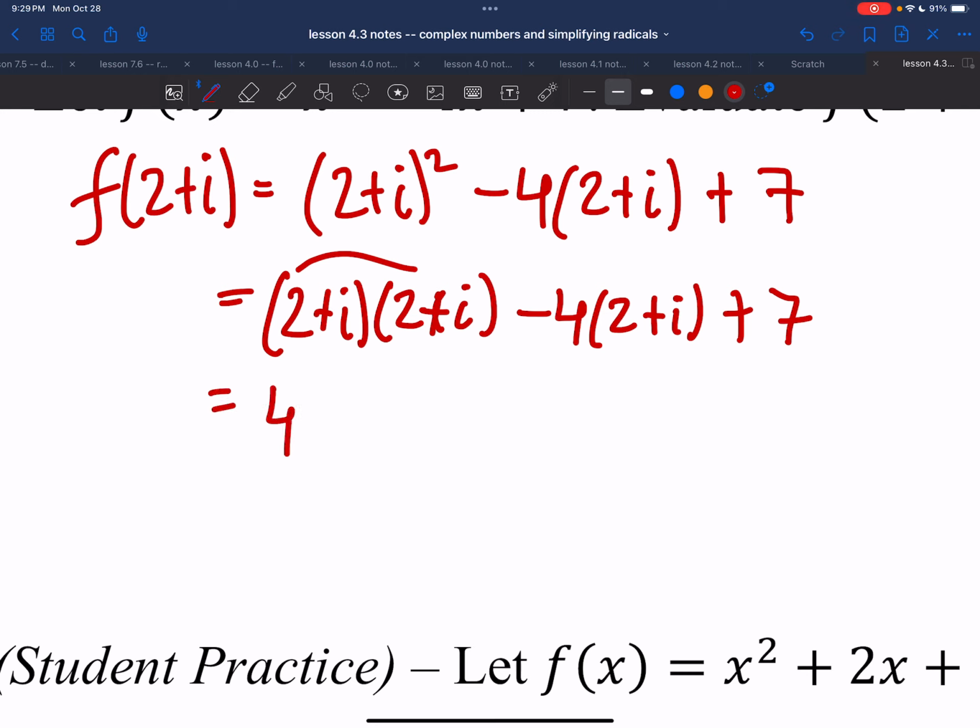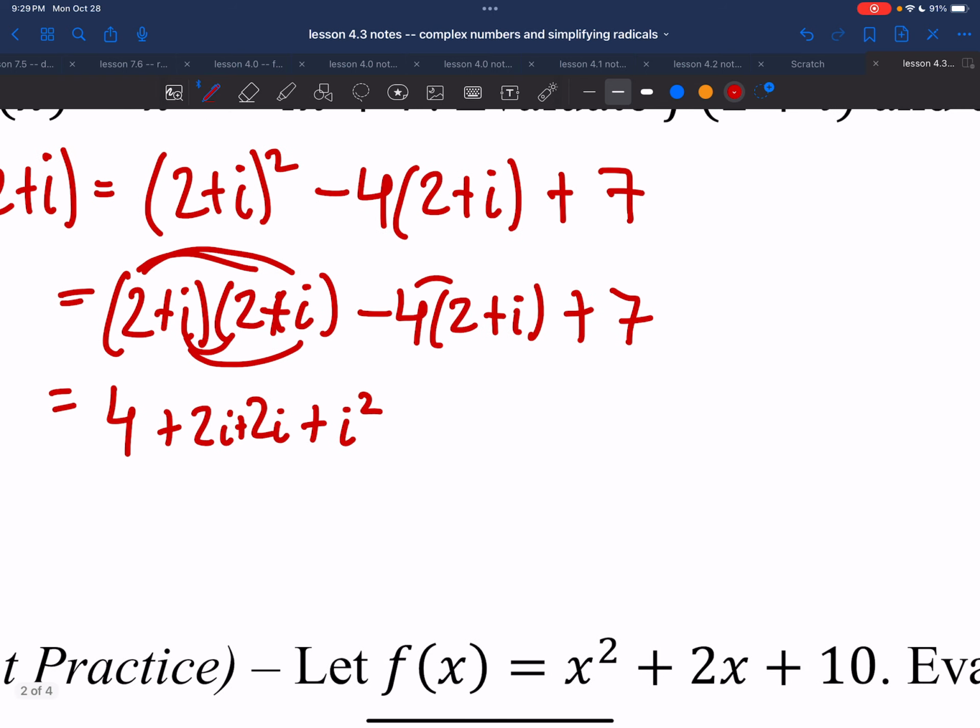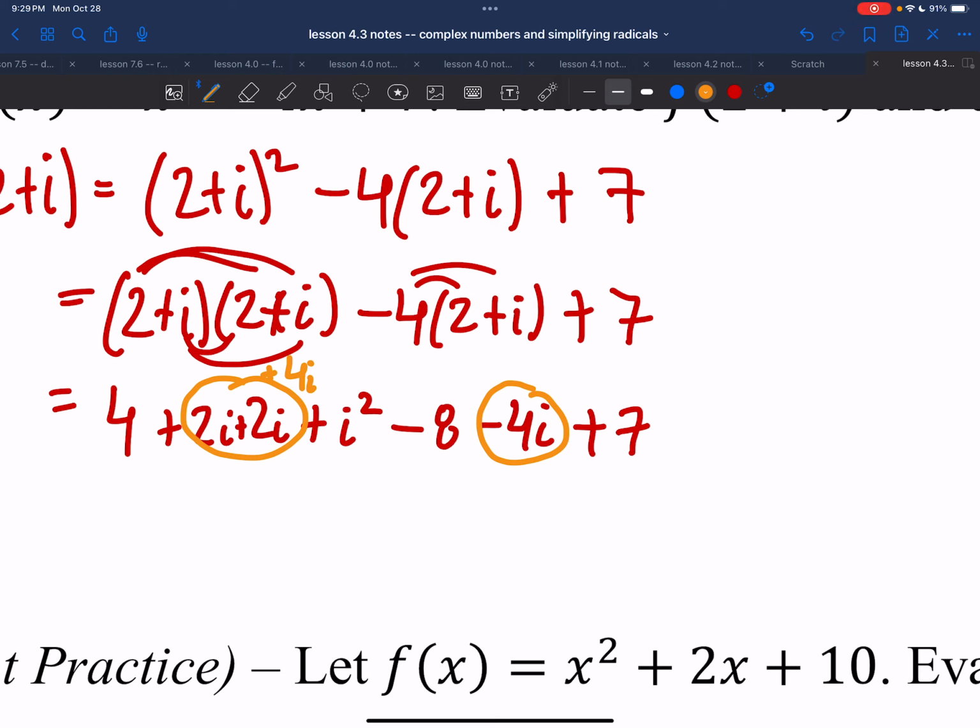2 times 2 is 4, and then a 2i, and then another 2i, and then an i times i, which is i squared, and then I'll distribute the -4, that's -8, minus 4i, plus 7. So I'm just doing all my basic distributions there. And I might notice a few things. First of all, 2i plus 2i is 4i. In fact, it's positive 4i, and that's negative 4i right there. So those cancel each other out, pair out to 0, right?